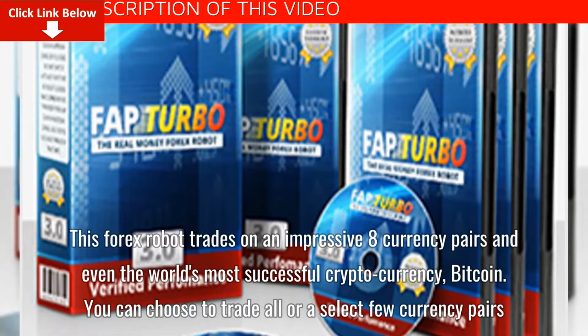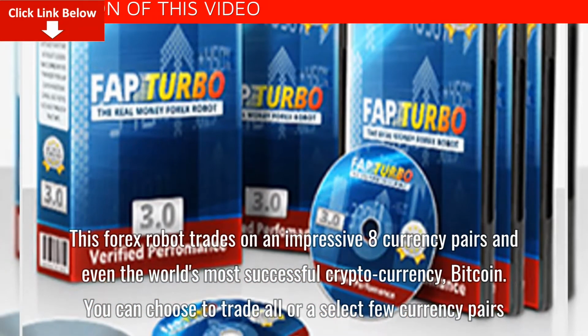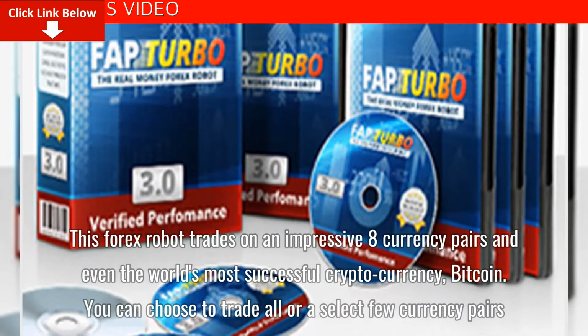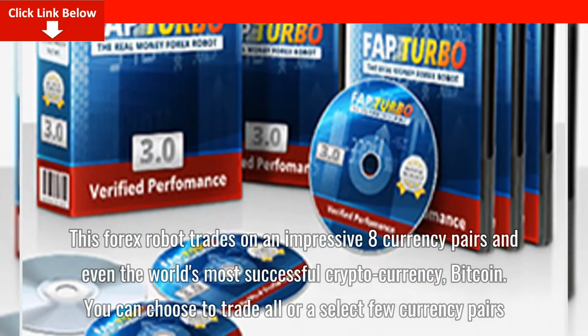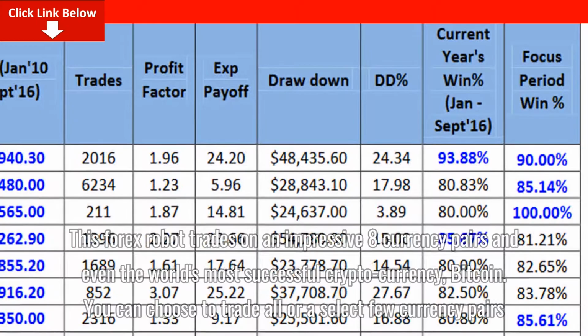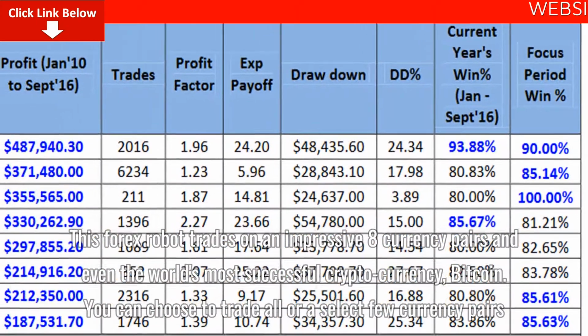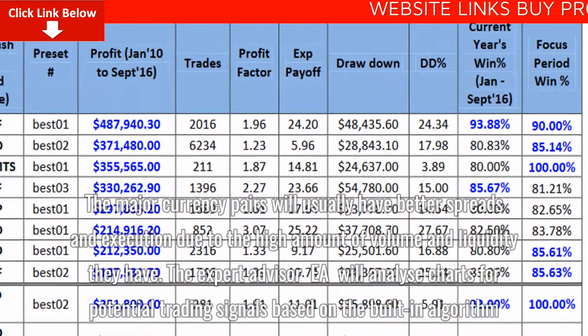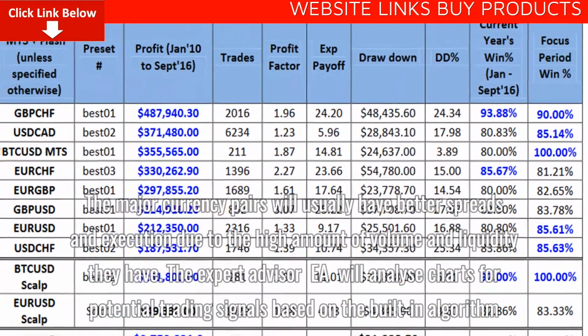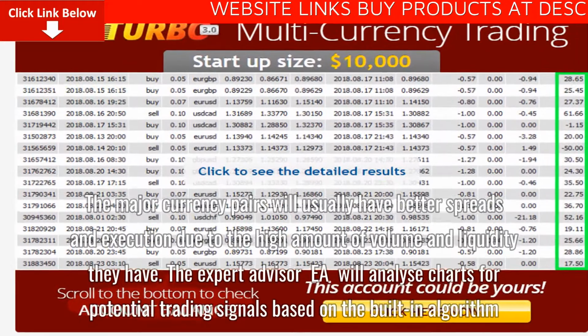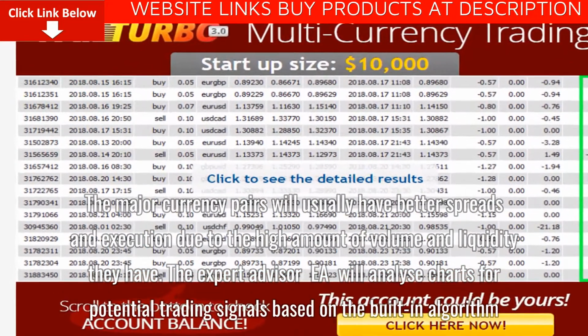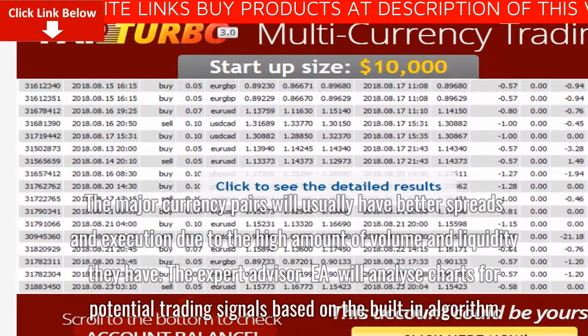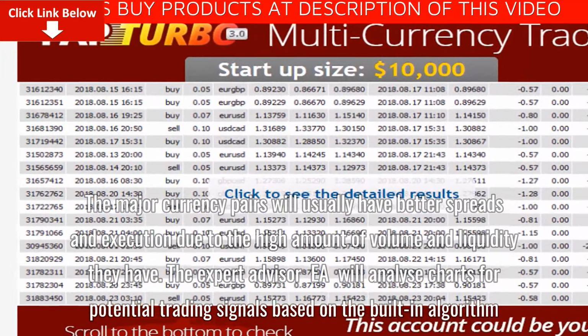This forex robot trades on an impressive 8 currency pairs and even the world's most successful cryptocurrency, Bitcoin. You can choose to trade all or a select few currency pairs. The major currency pairs will usually have better spreads and execution due to the high amount of volume and liquidity they have. The expert advisor (EA) will analyze charts for potential trading signals based on the built-in algorithm.